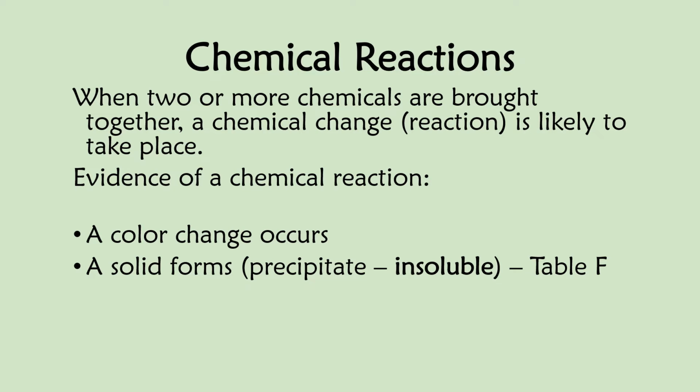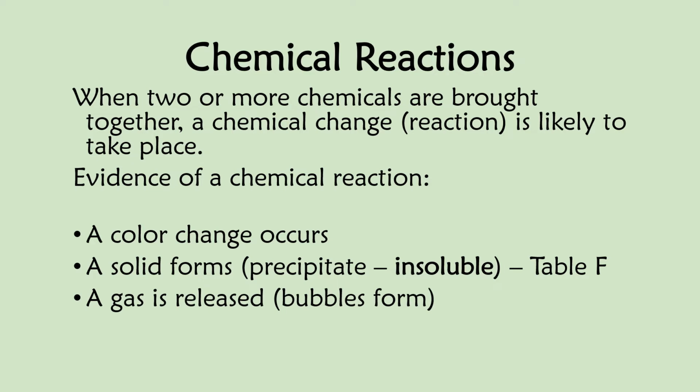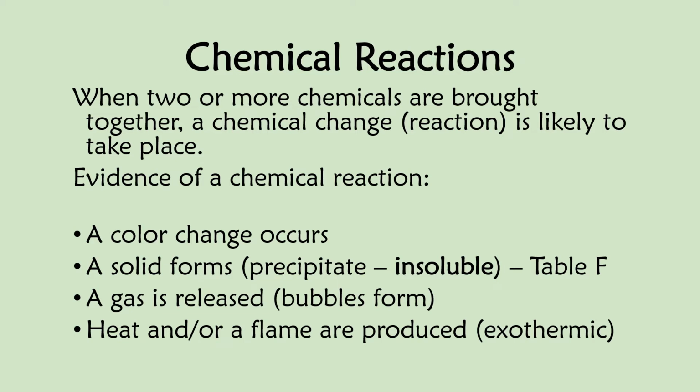We'll talk more about the precipitates in the next chapter. But if we have a liquid and we see some sort of solid in there, then that could be an indication of a chemical reaction. If we see any gas that is released, so we can either see some bubbles forming, or we can visibly see some gas releasing, anything like that could indicate a chemical reaction.